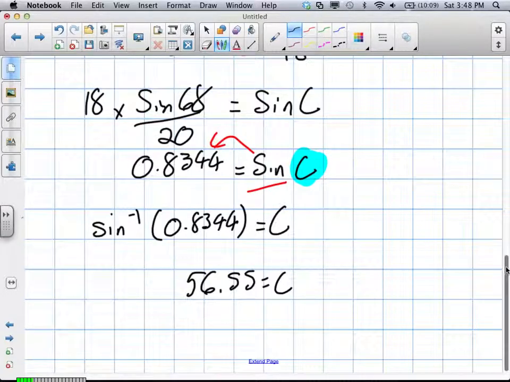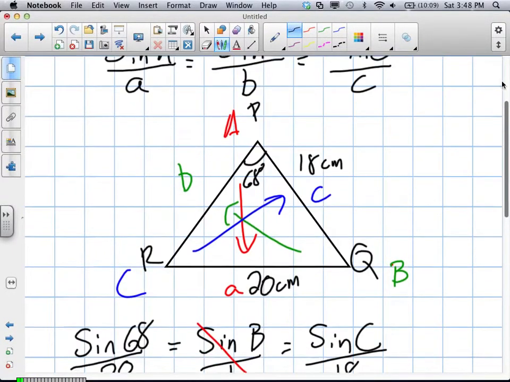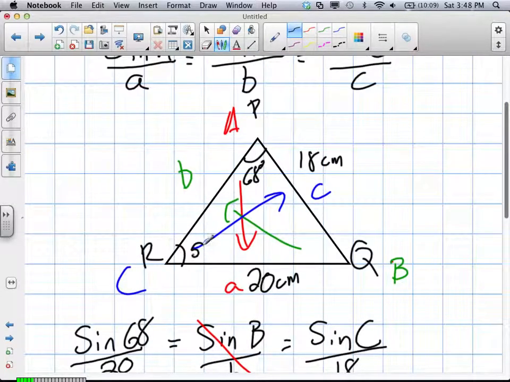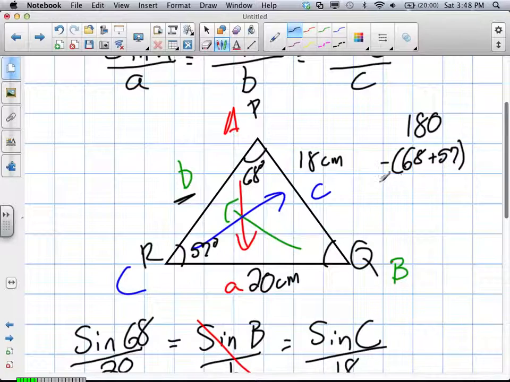So we jump back up. I'm going to round it to 57, so that's 57 degrees. Now, it said solve the triangle, so I still want to solve for angle B and side B. How can I find angle B very quickly? 180 minus 68 minus 57 equals 55. So our missing angle is 55 degrees.